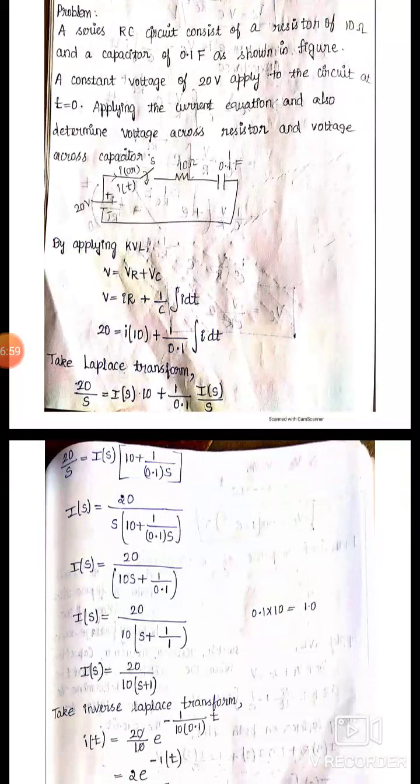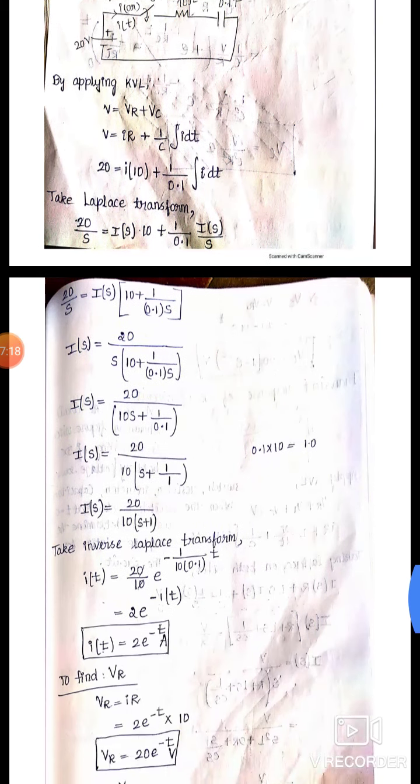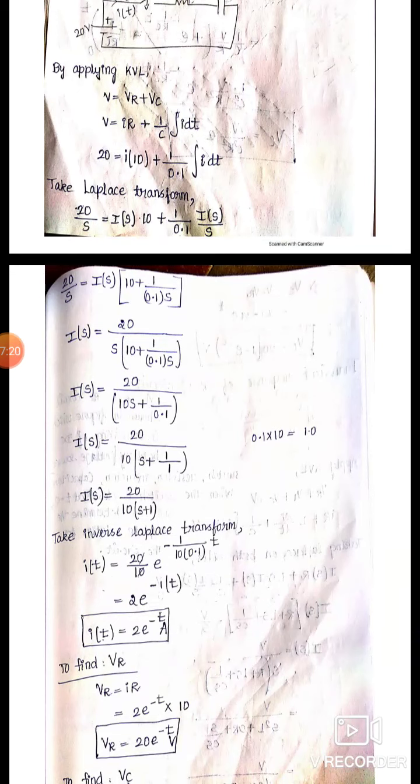Now applying the KVL, so V is equal to V suffix R plus V suffix C. Substitute the VR value and VC value, so we get V is equal to i into R plus 1 by C integral of i into dt. Substitute the V value, R value and the C value. So 20 is equal to i into 10 plus 1 divided by 0.1 integral of i into dt. Now taking the Laplace transform, that means convert the time domain into S domain.